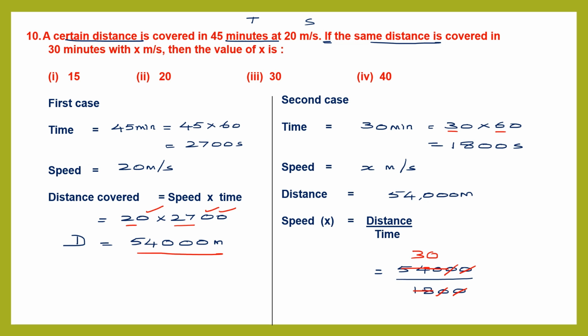So now we have found the value of x. And what is x? X is the speed. So now we have found x is equal to 30 meters per second. So we have found the value of x, the speed. Now let's look at our options. Here it is option 3, that is 30. So let's take our answer. Option 3, 30 meters per second is our answer.